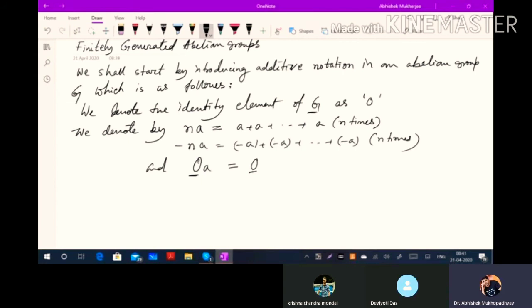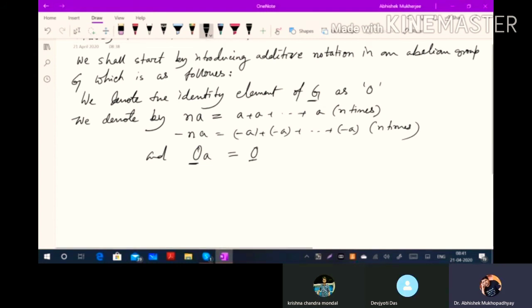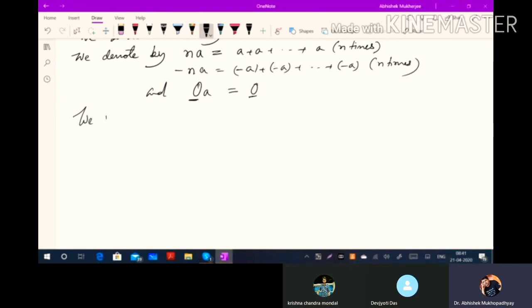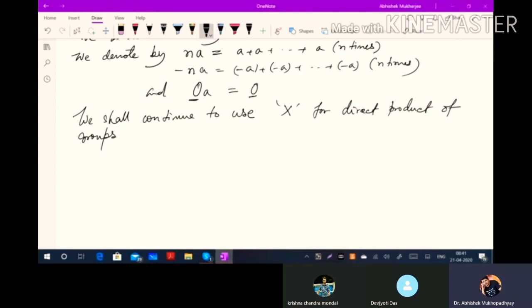Now we shall continue to use cross for direct product of groups. So we shall continue to use cross for direct product of groups.